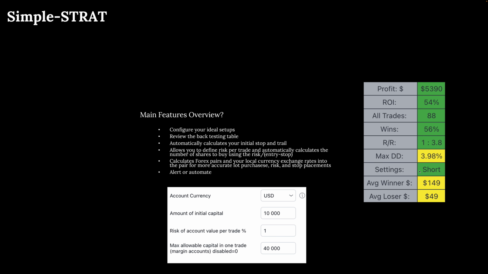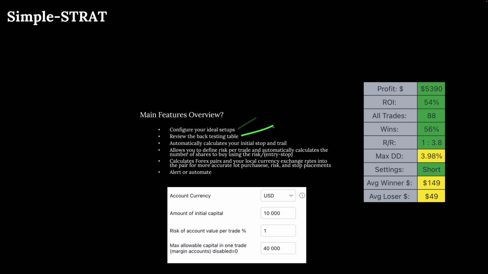The settings were set up for short. The average winner, $149. The average loser, $49. And so this gives us the backtesting results and gives us a really good idea of how, if we were to set this configuration up, what the probability would be that this same exact configuration would work on future setups. Historically, it did pretty well, right?